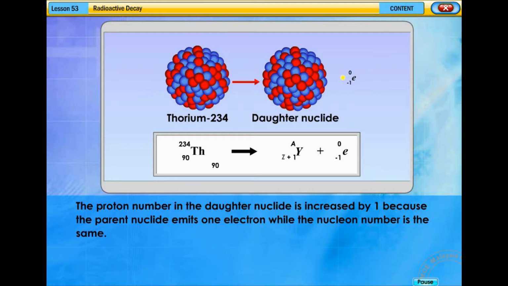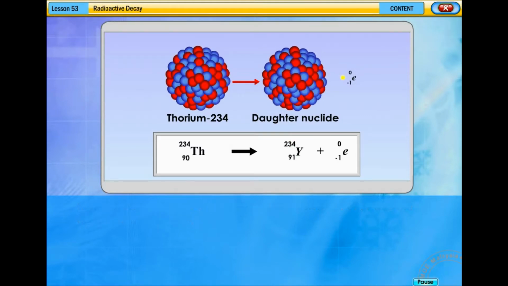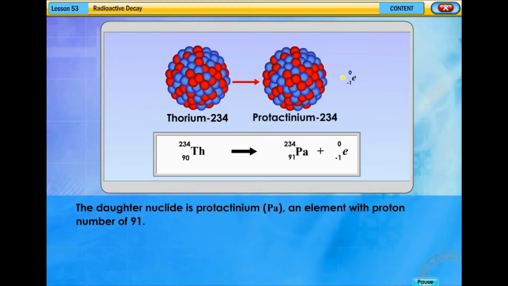The proton number in the daughter nuclide is increased by 1 because the parent nuclide emits one electron while the nucleon number is the same. Therefore, the daughter nuclide has a proton number of 91 and the nucleon number is 234. Can you identify the daughter nuclide? The daughter nuclide is protactinium, Pa, an element with proton number of 91.